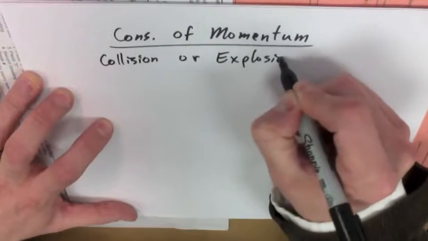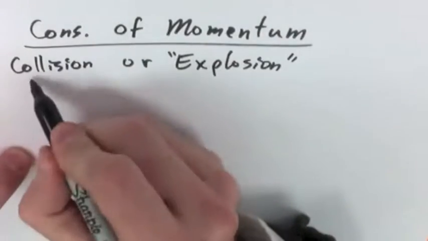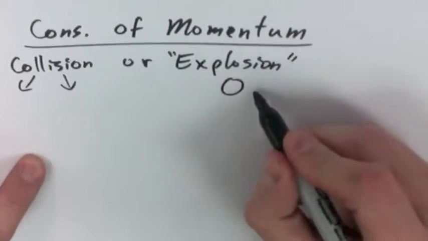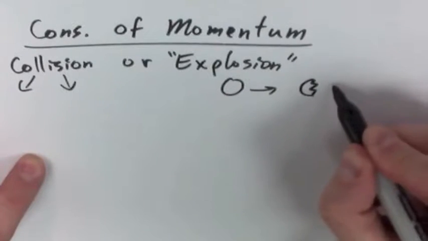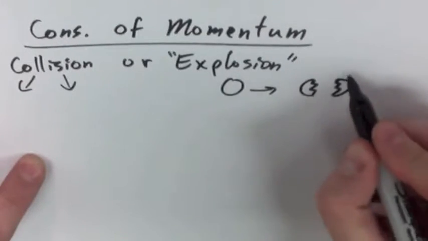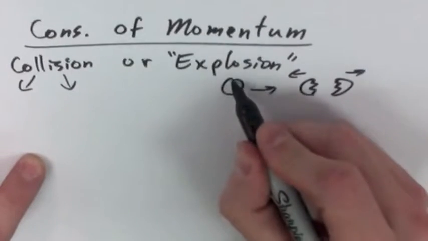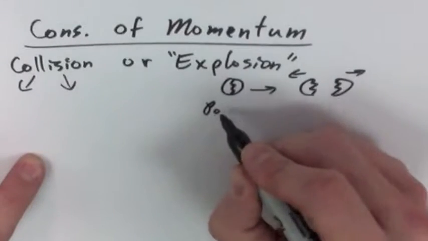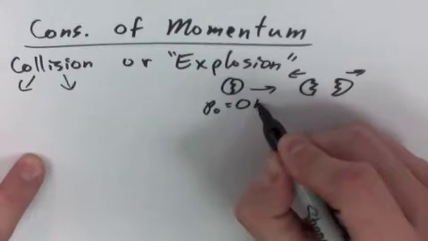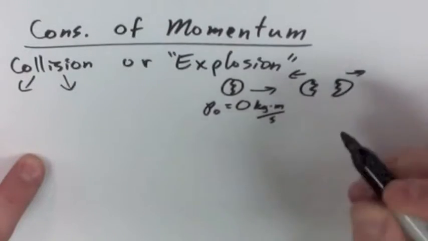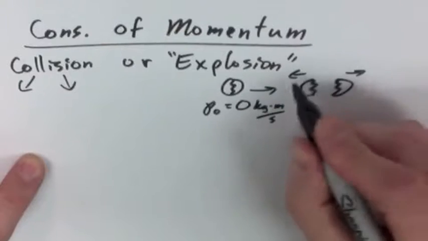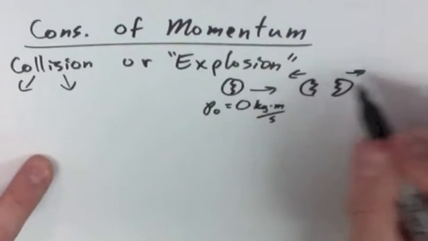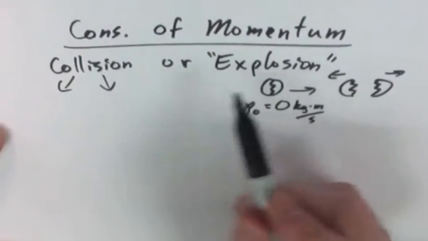I'm going to put explosion in parentheses because for explosions, that's any time you have one thing that then separates and becomes two things, and those two things will be moving apart. Usually that one thing had 0 momentum initially, so we're at P0 for initial momentum, and it would have had 0 kilograms times meters per second. And then afterwards, you're going to have equal and opposite momenta, the plural word for momentum, moving in other ways. Every collision and every explosion, momentum is conserved.